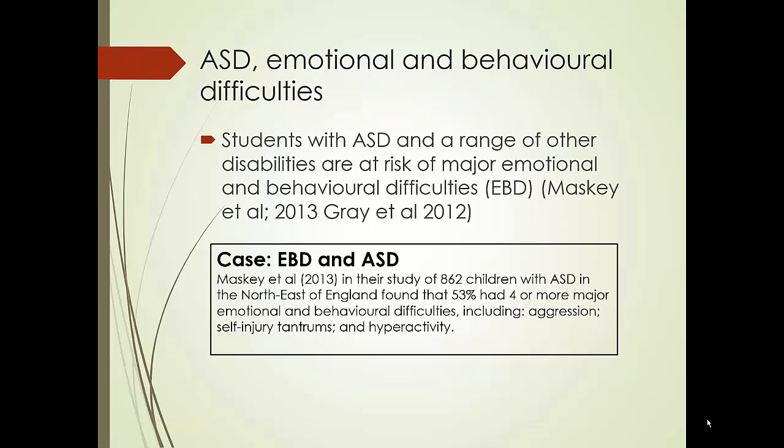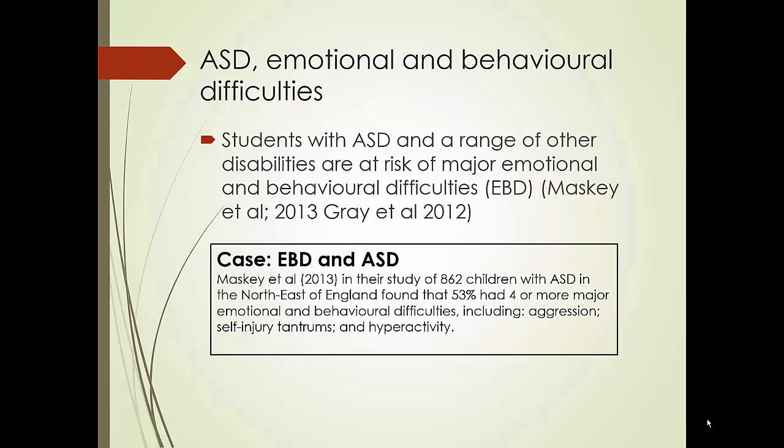Now, Maskey in their study carried out in the northeast of England found that students with autism and a range of disabilities similar to autism are at risk of major emotional and behavioural difficulties. This is something we know from research, and Maskey's study in particular suggested that over half of their cohort of children with autism had 4 or more major emotional and behavioural difficulties across the areas of aggression, self-injury, tantrums, and or hyperactivity, as reported by parents and or other adults involved in their lives.